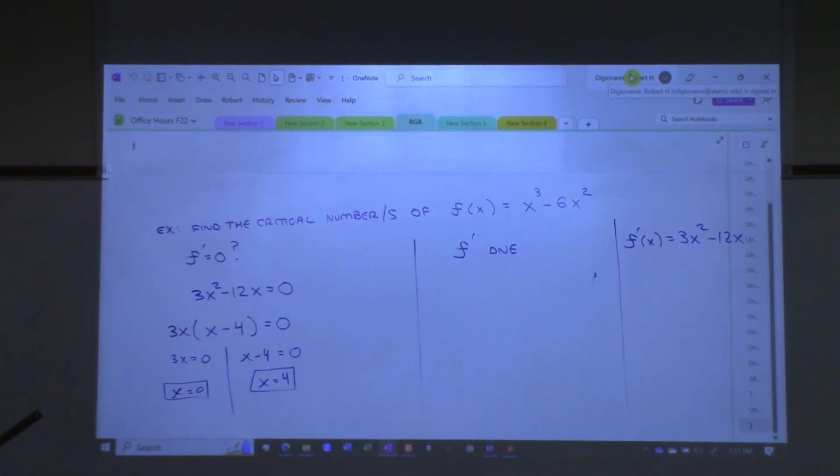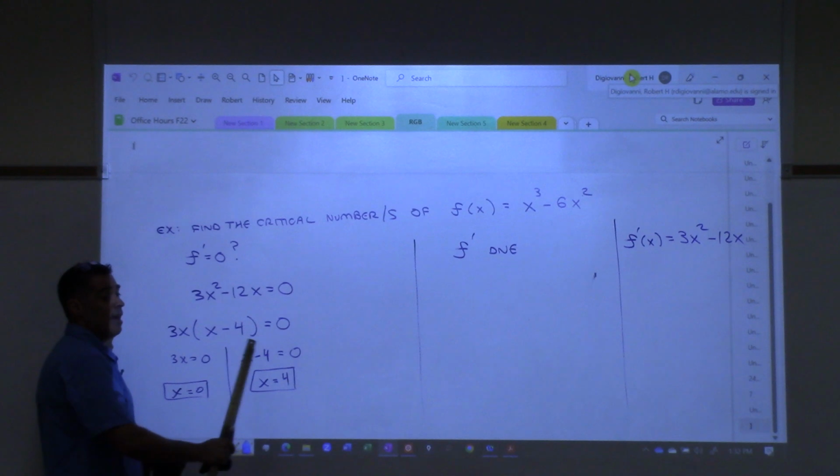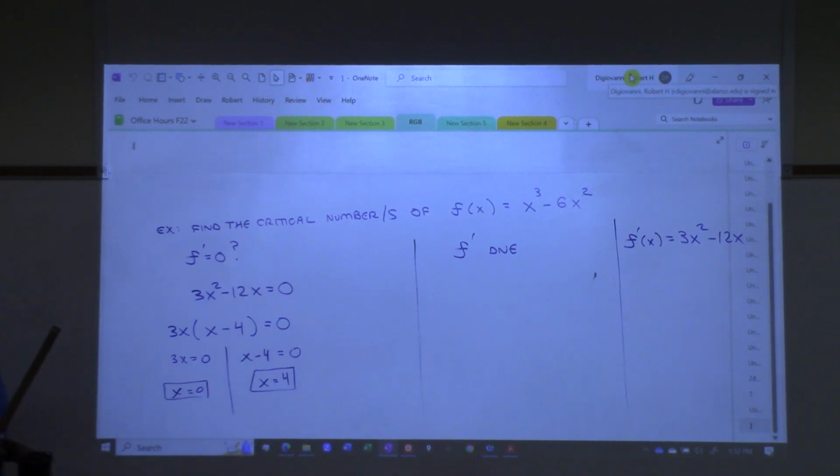Is there a question? So does that mean that that's not going to have an absolute minimum or maximum? No, I've not said anything yet about that. All I've done is define what a critical number is, and now I'm showing you how to find them. Fermat's theorem is going to allow us to now use this for something. So hang tight, it's coming.